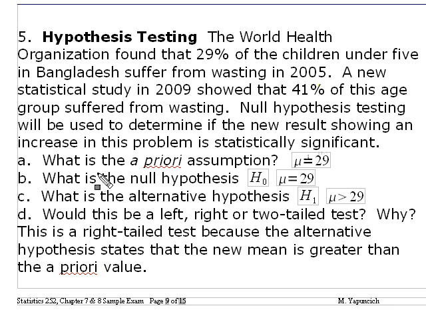So the first question is, what is the a priori assumption? A priori assumptions are those that are held prior to beginning the test. In this case, it was 29, because it was determined in 2005, and that is your assumption going into the test.